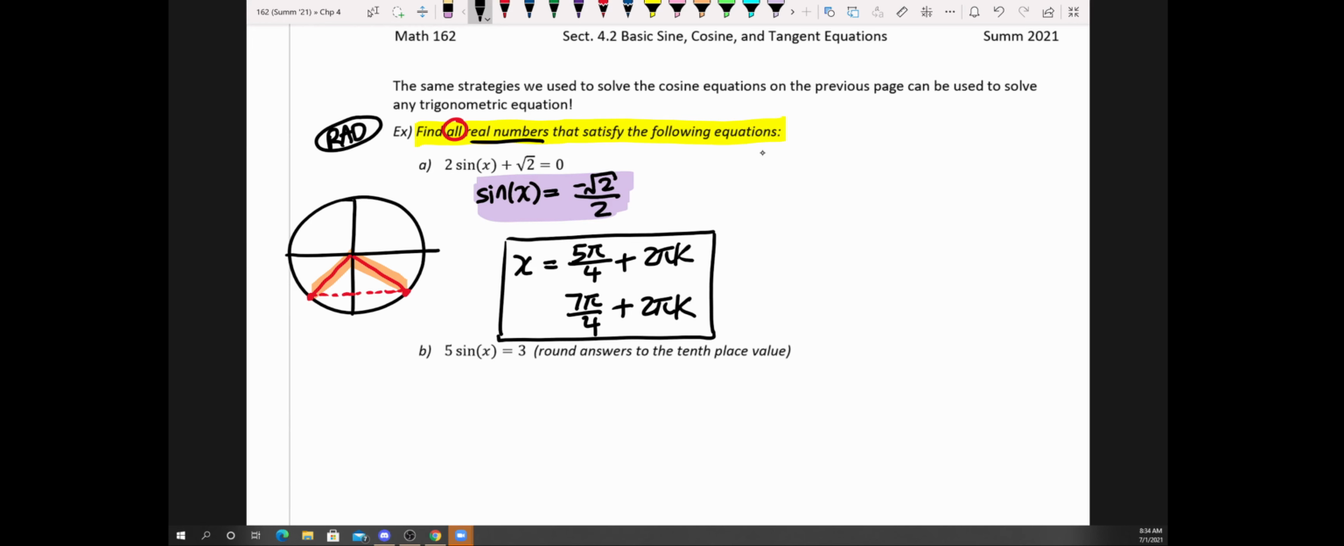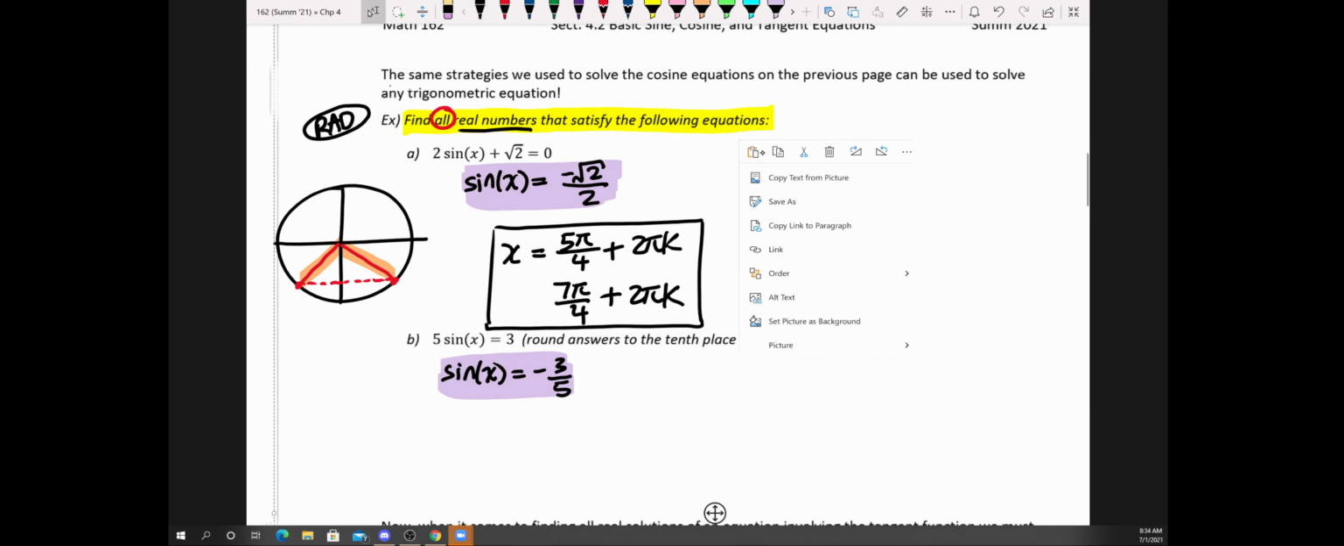The next one, when we isolate our trig function, we get sine of x equals negative 3/5. Now, negative 3/5 is not on the unit circle. Okay, so let's make a note here for B. When you isolate the trig function and you get a value that's not on the unit circle, or your solution is not one of the unit circle angle measures, then you need to use your calculator.